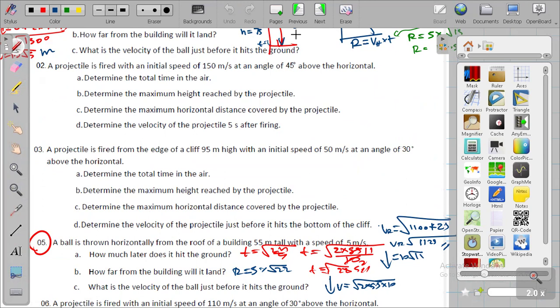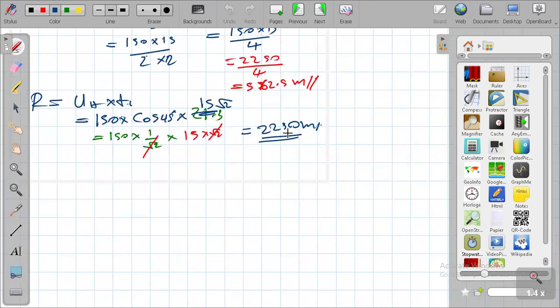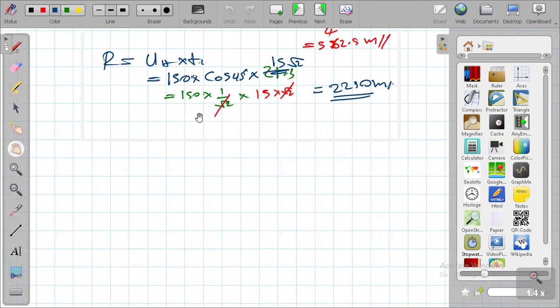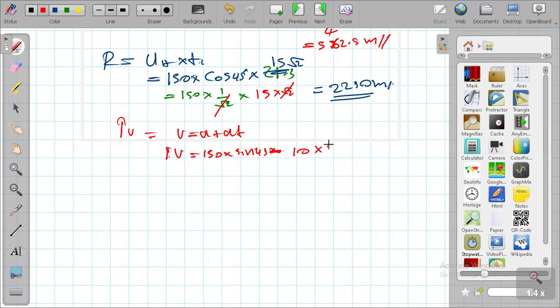Determine the velocity of the projectile 5 seconds after firing. The vertical velocity I can find. How? u is 150 sine 45, plus minus 10 times 5.